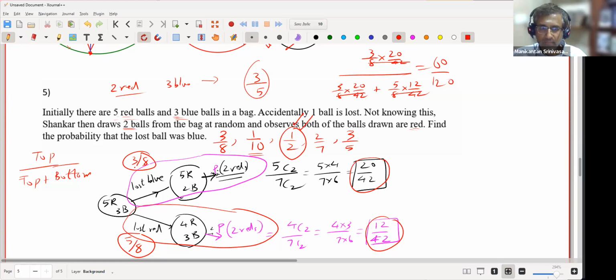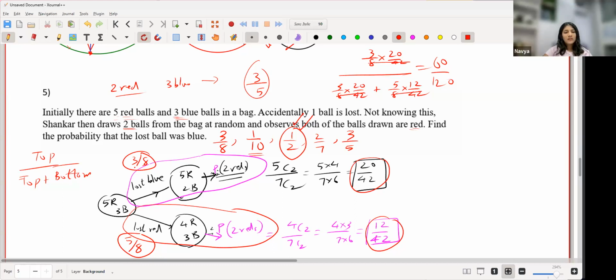Say that again once more. So if initially 5 red and 3 blue, and then you've picked up 2 red balls, then there's an equal half probability that the lost ball was red or blue, because you already have 2 balls which are assured to be red. So if you subtract that from 5, 5 minus 2 is 3. So the missing balls could have been either 3 red balls or 3 blue balls, which is just half.